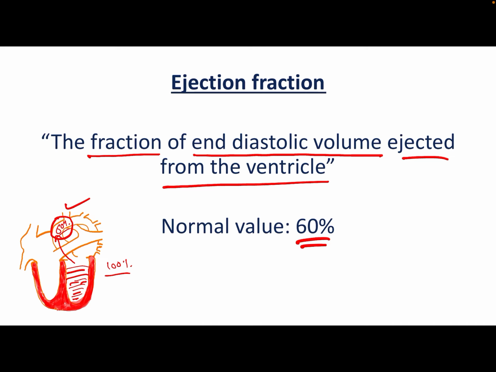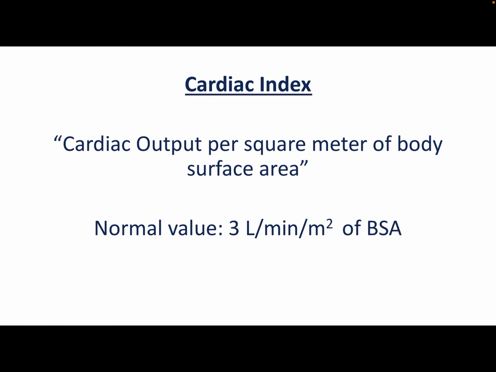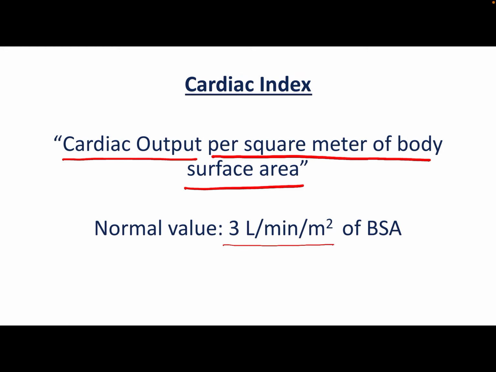So ejection fraction is the fraction or percentage of the end diastolic volume ejected from the ventricle. The normal value is 60%. Then cardiac index, this is the cardiac output per square meter of the body surface area. So here body surface area is the parameter involved, and its normal value is 3 liter per minute per meter square of the body surface area.